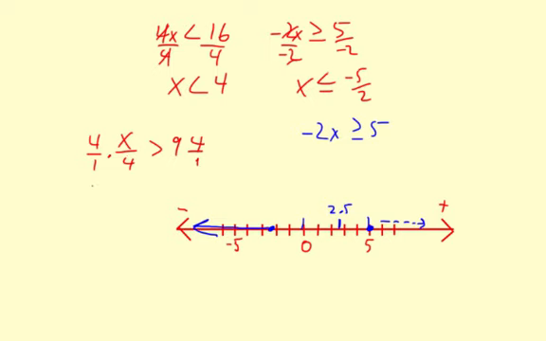So what happens here is you end up getting 4x divided by 4 is greater than 9 times 4, which is 36. And then you can say divided by 1, but we don't need to do that necessarily here, because 36 divided by 1 we know is 36. So simplify these 4's and you get x by itself, and you get x is greater than 36. So that's the big picture for this lesson.